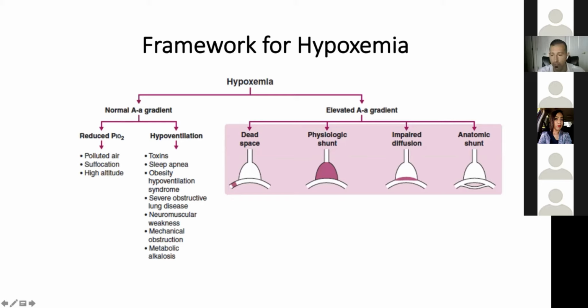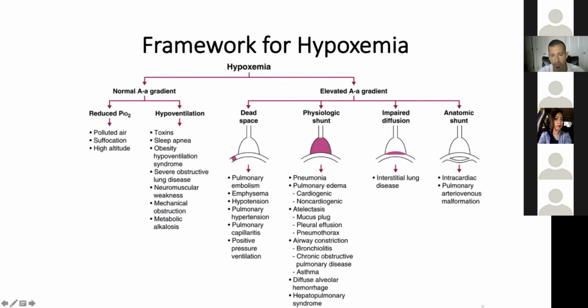And then where are the two locations in the body that these anatomic shunts typically show up? Where do patients develop these large shunts that cause hypoxemia? What are the two organ systems? You can have, exactly, intrapulmonary shunt. You can have intracardiac shunt. Those are the two main locations of shunts. And here is the full framework for thinking about hypoxemia. And here's our differential diagnosis. We've created now a bunch of hypotheses.